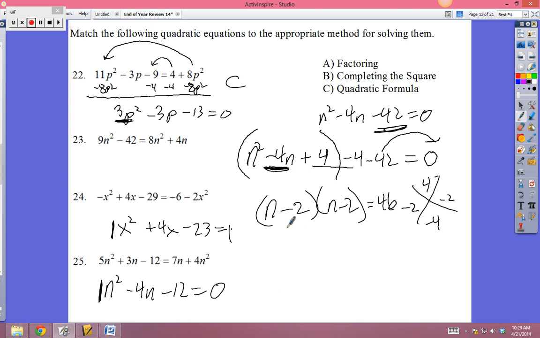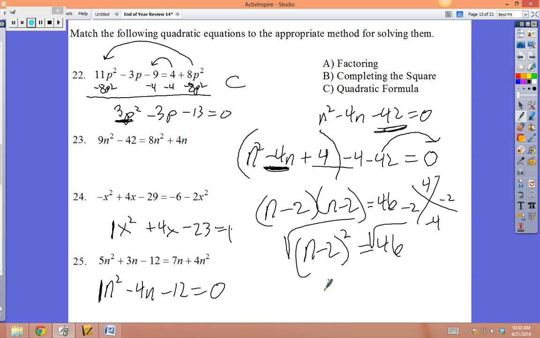Now you got a perfect square. So n minus 2 times n minus 2 is going to be n minus 2 squared equals 46. And now you can undo the square. So you're going to square root this, and you're going to square root this. This square root cancels that square, so you got n minus 2. And if you take the square root of 46, you got to do both the plus and minus square root of 46.